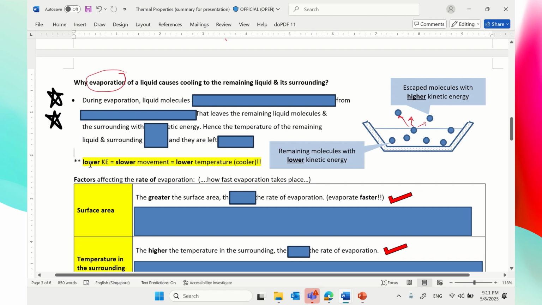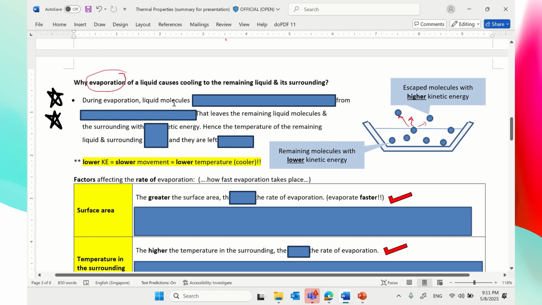Since they have lower kinetic energy, their movement is lower and therefore the temperature of the remaining molecules is lower. That's what gives the cooling effect. So if the question asks you to explain why during evaporation the remaining molecules become cooler, or the temperature becomes cooler, the explanation is this. Down here, I mark 2 stars.